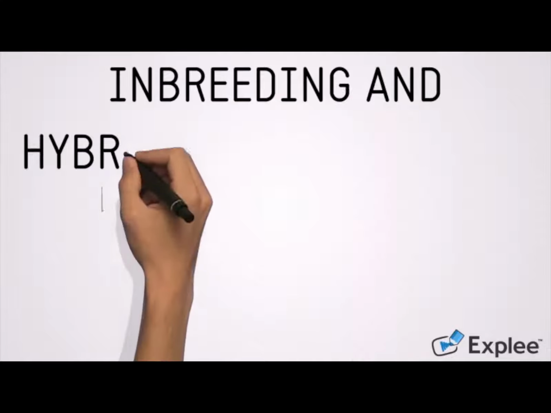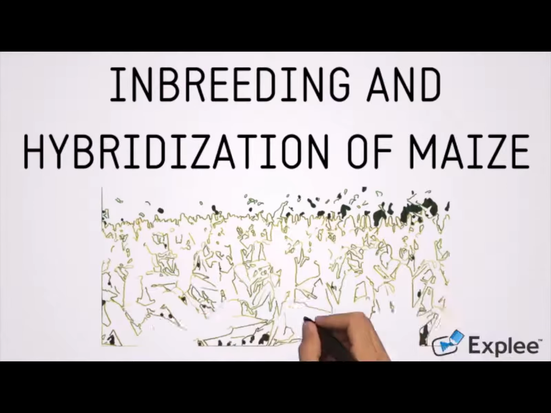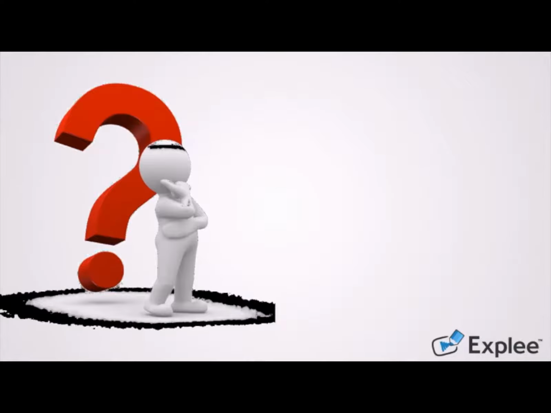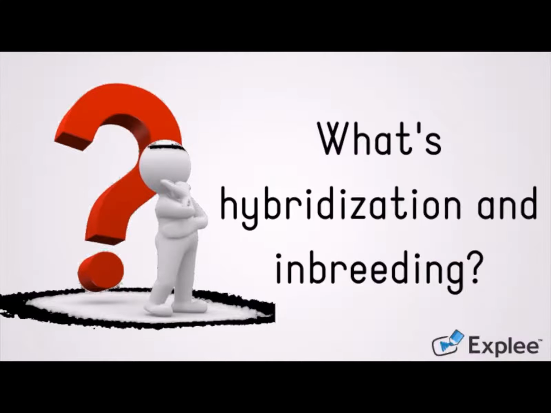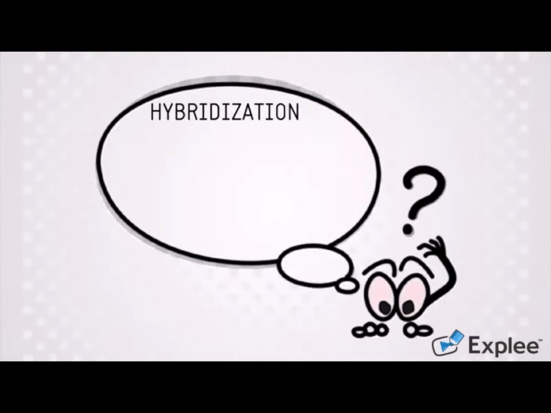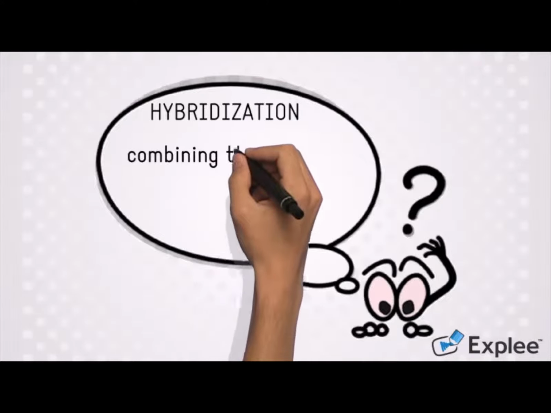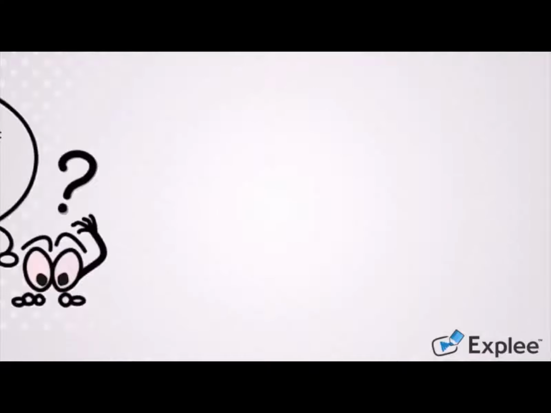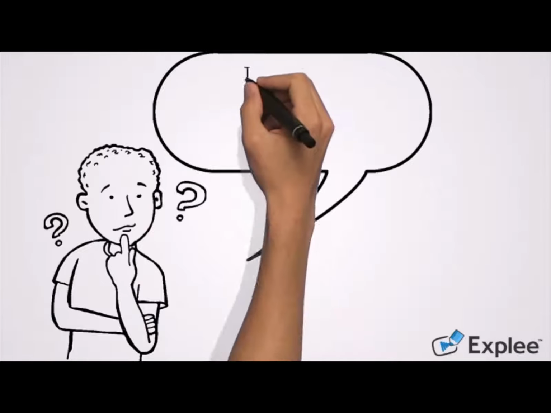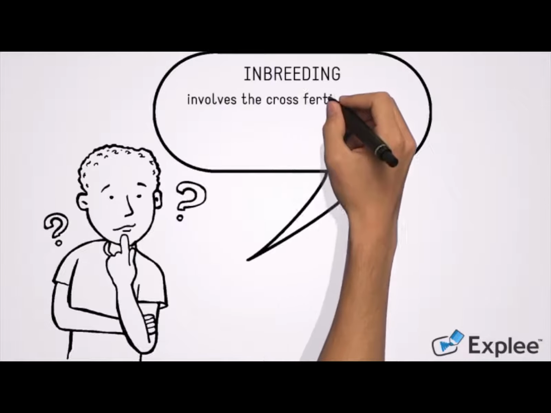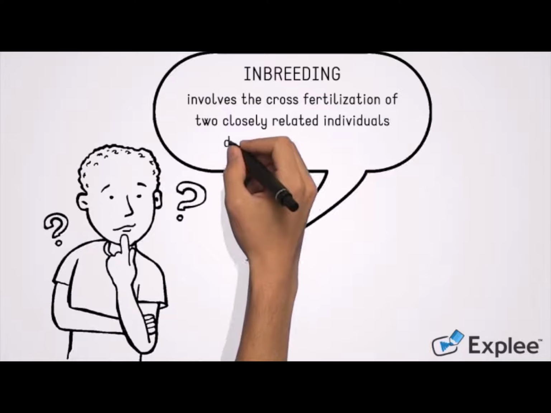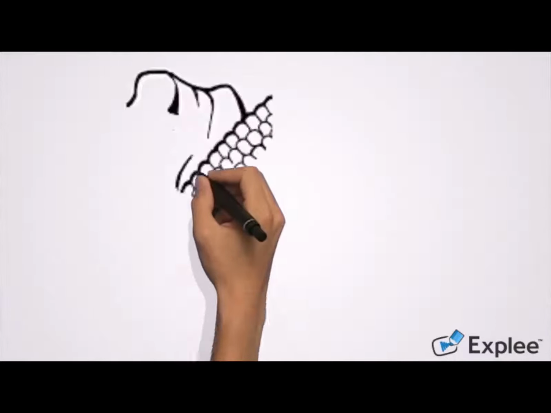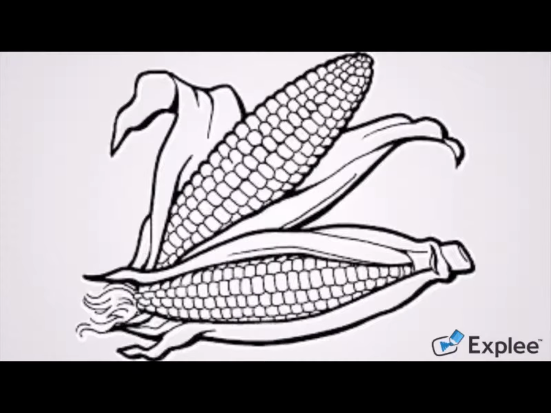Now, let's talk about inbreeding and hybridization of maize. But before we start, let us first define what hybridization and inbreeding are. Hybridization involves the combination of genes of different varieties or species of an organism to produce a hybrid. On the other hand, inbreeding involves the cross-fertilization of two closely related individuals displaying the desired characteristics. Now, let's start on its application on maize.